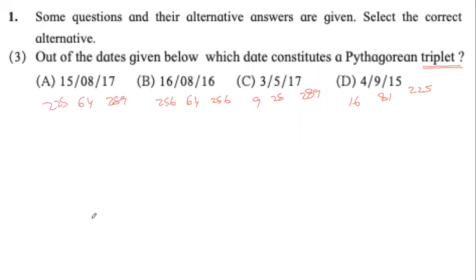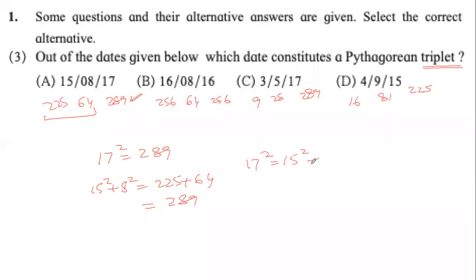Now I have practiced, I remember. So now I clearly know that when I add 25 and 64, I get 89. So all I have to write in the answer is 17 square equals 289. 15 square plus 8 square equals 225 plus 64 equals 289. That implies that 17 square equals 15 square plus 8 square. Therefore, we will say the correct answer is 15, 8, 17.